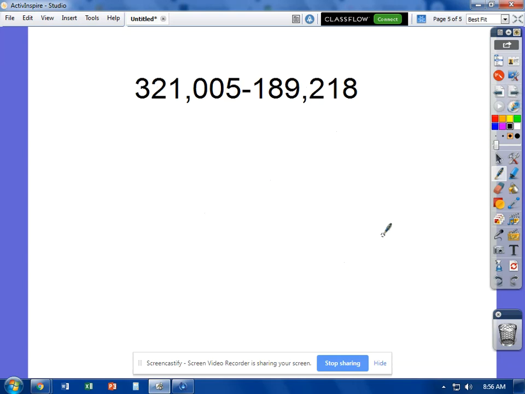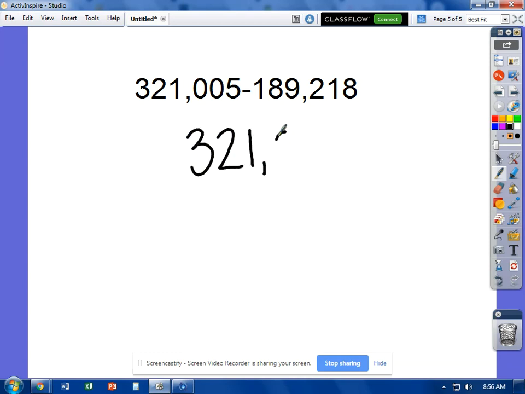For our final problem of the day, we're going to borrow across zeros. Now, it's a little bit harder, and it's really just making sure you continue to borrow until you fix the problem that you originally had. So once again, it's going to start out like any other subtraction problem. I'm going to put the larger number on top.